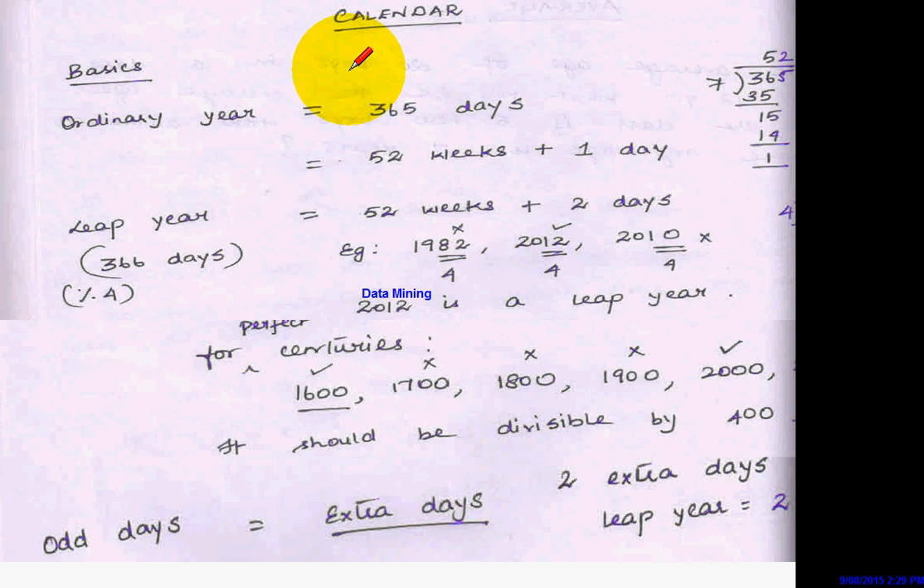Why are we dividing the value by 4 to say whether a particular year is a leap year or not? The reason is every fourth year will be a leap year, isn't it? If 2000 is a leap year, then the fourth year from 2000 will be 2004, and definitely 2004 will also be a leap year. So every fourth year should be a leap year. That is our calculation.